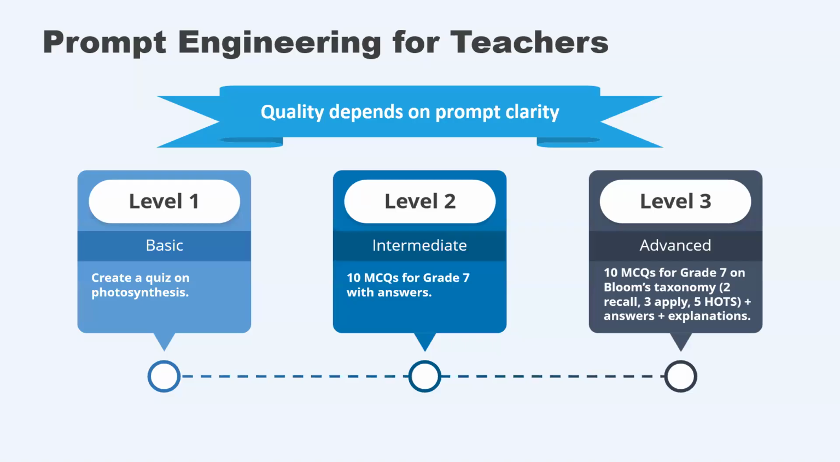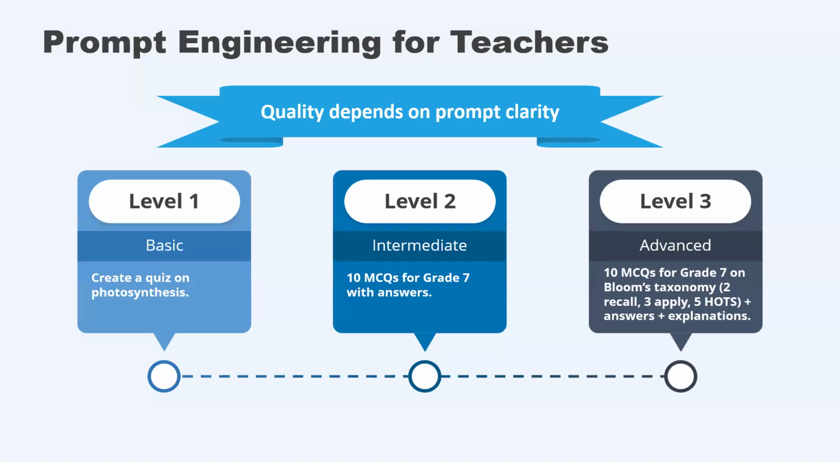Prompt engineering for teachers, because the quality of the question that you raise is proportionally equal to the quality of the answer that you derive. How do you ask a question normally for level 1, level 2, level 3? For the basic question, we normally say, create a quiz on photosynthesis. For level 2, we also ask, 10 MCQs for grade 7 with answers. Level 3, which is called the advanced: 10 MCQs for the grade as per Bloom's taxonomy, and also apply 3 recalls and then the other answers for their explanation.